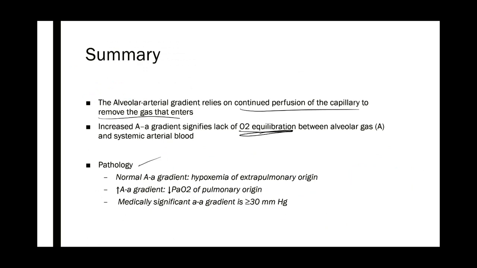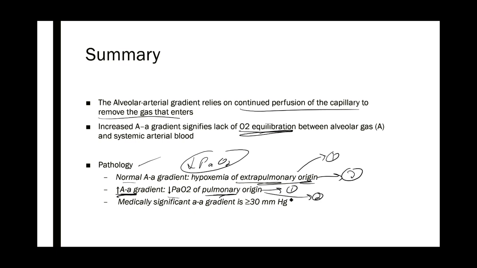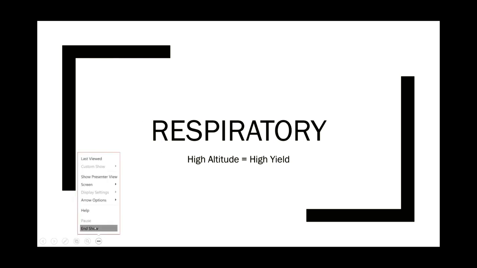Okay, so in times of pathology, if you see hypoxemia, so decreased PaO2, but a normal AA gradient, it's extrapulmonary origin, so external causes. Quick quiz, write down the two things you're thinking for causes. Should know it by now, hopefully. But if you see the same thing but an increased AA gradient, that means the decrease in PaO2 is of pulmonary origin, intrinsic causes. So write down the three things that cause that. A medically significant AA gradient is usually around equal to 30 or above. Okay, we will do this for the next one.